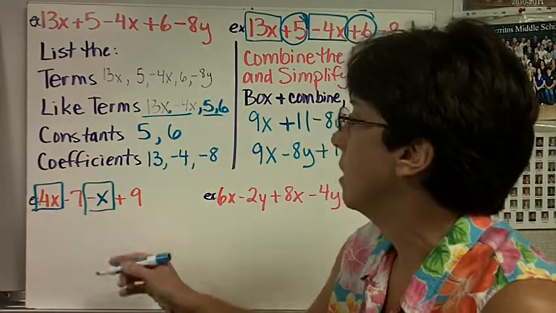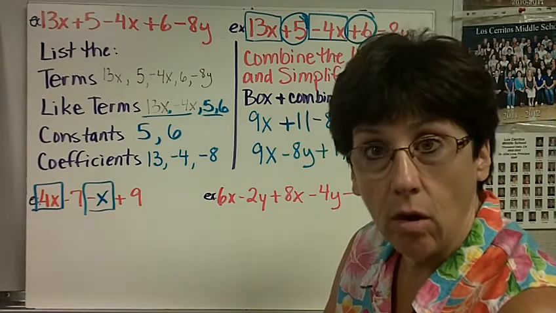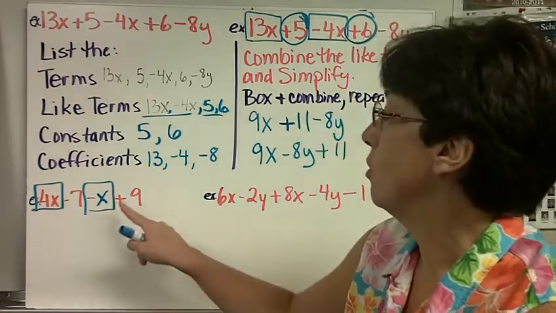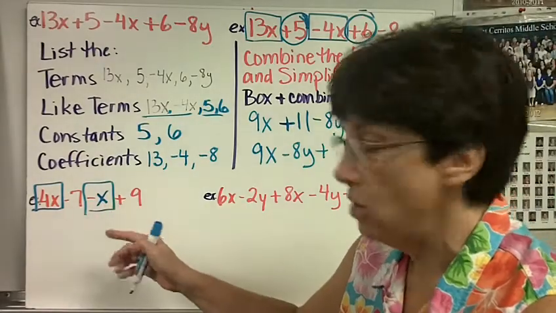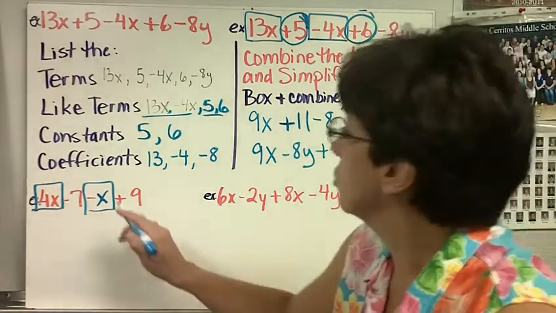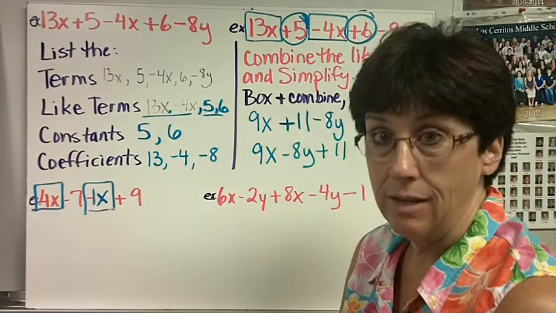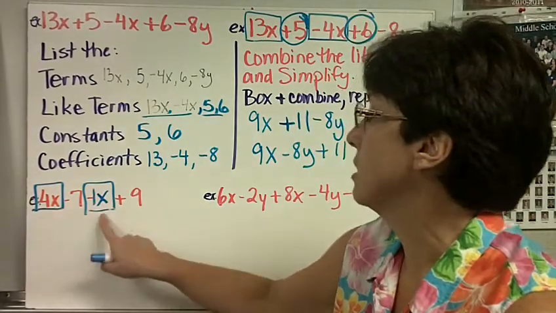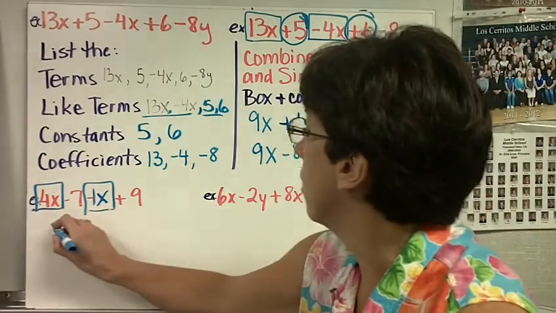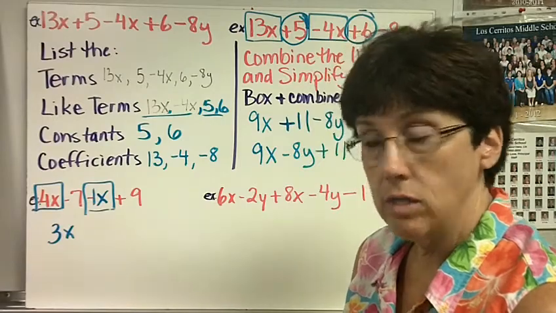Minus x. What's the coefficient of that x? It's not there. Could I write one in? Yes, because the coefficient of this x, how many x's are there? If it's only 1, we don't usually write the number, okay? So this is really negative 1x, and you may write that in. So now I have 4x minus 1x. What's 4x's take away one of the x's? 3x. And now I only have constants left.